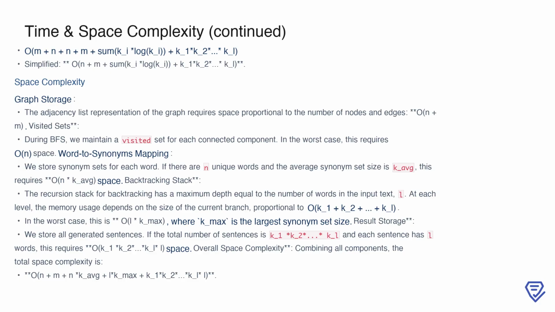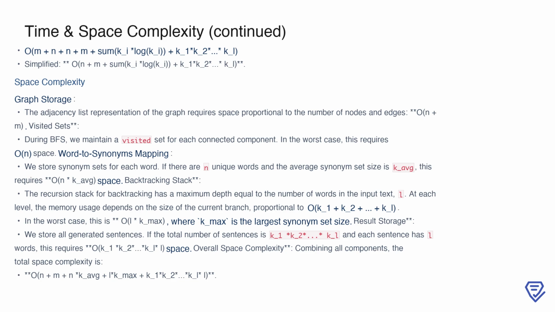Now, considering the space complexity, the adjacency list used for graph storage takes O(n + m) space, as it depends on the number of nodes and edges. During BFS, we also maintain a visited set for each connected component, which in the worst case requires O(n) space. Additionally, we create a mapping from each word to its synonym set, which requires space proportional to the number of words and the average size of synonym sets, resulting in O(n * k_average). For backtracking, the recursion stack depth equals the number of words in the input text, L, and at each level, the memory used depends on the branch sizes, leading to a space complexity of O(L * k_max), where k_max is the largest synonym set size.